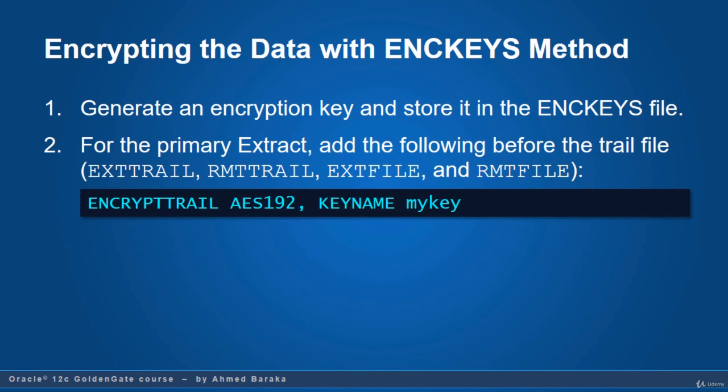As I said earlier, you can encrypt the data in the trail files created by the primary extract or by the data pump. To do so, create the EncKeys file exactly the same way as described in the previous slide. After that, you use the encrypt trail parameter to instruct the extract to encrypt the data. In the parameter file, you put this parameter straight away before the parameter you use to configure the trail file. Again, you pass the encryption standard and the key value to the parameter.